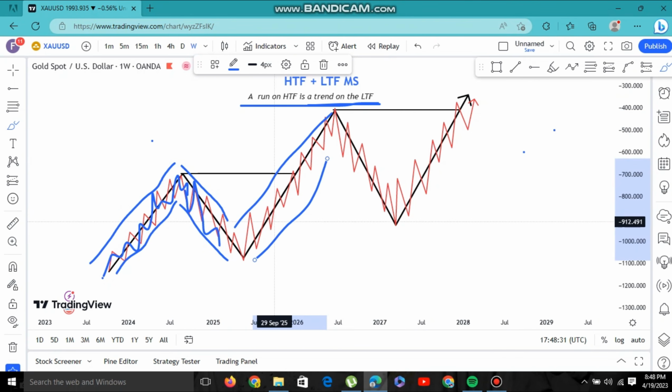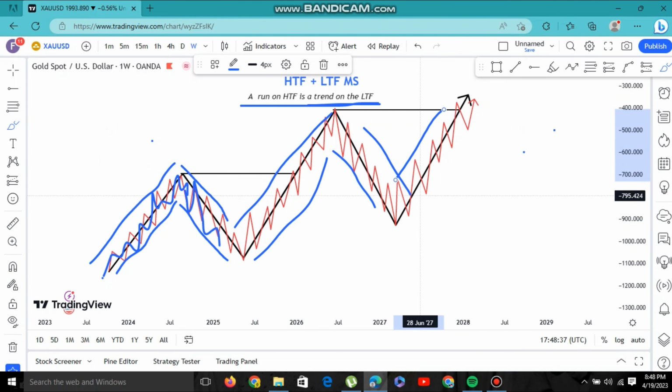You see, the same happens here, and the same will also happen here, and the same will also happen here. So what do you learn from this kind of analysis? For me, I can say that the lower time frame is always following the H4. Okay, the lower time frame is always following H4.